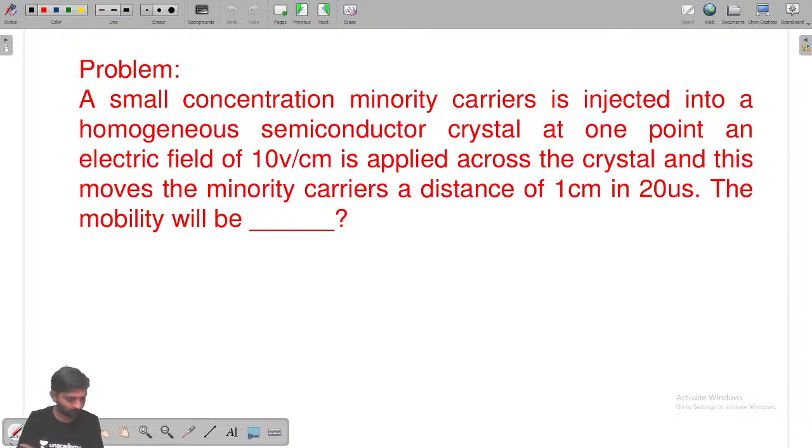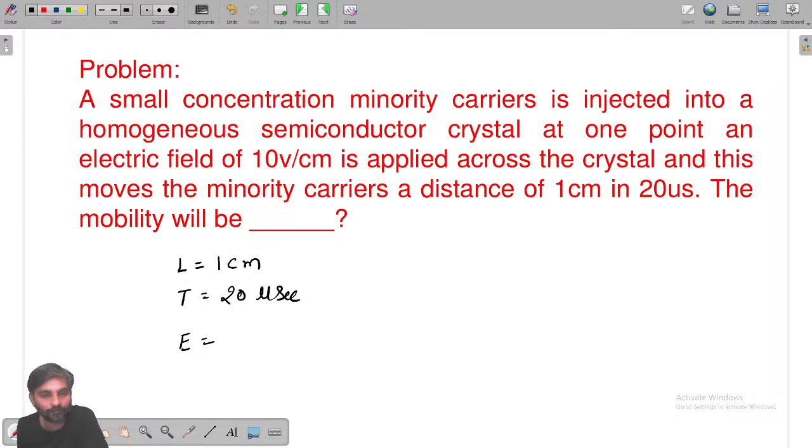What has he given? He has given the distance traveled. The distance traveled L is 1 centimeter in a time of 20 microseconds, and the applied electric field is 10 volts per centimeter. Very good, he has given centimeters. He is asking for mobility mu.